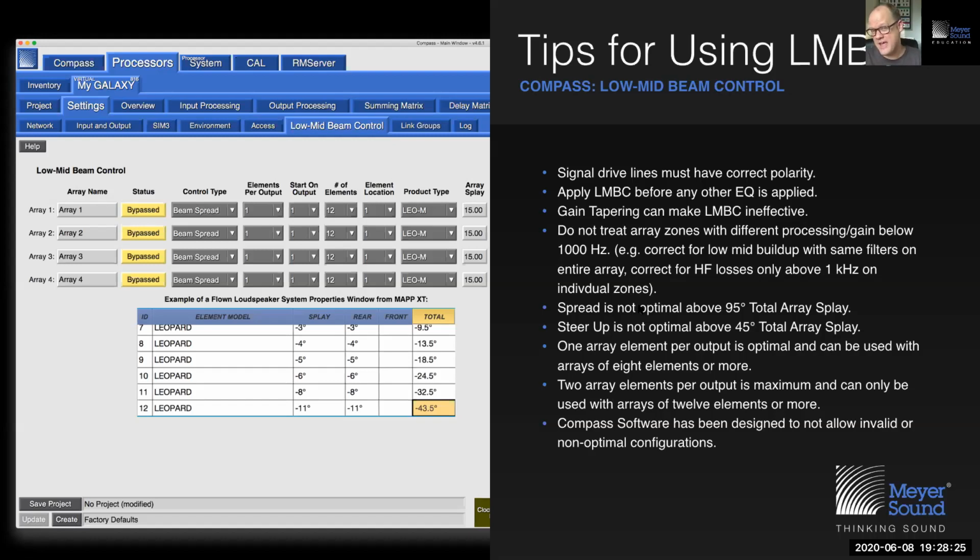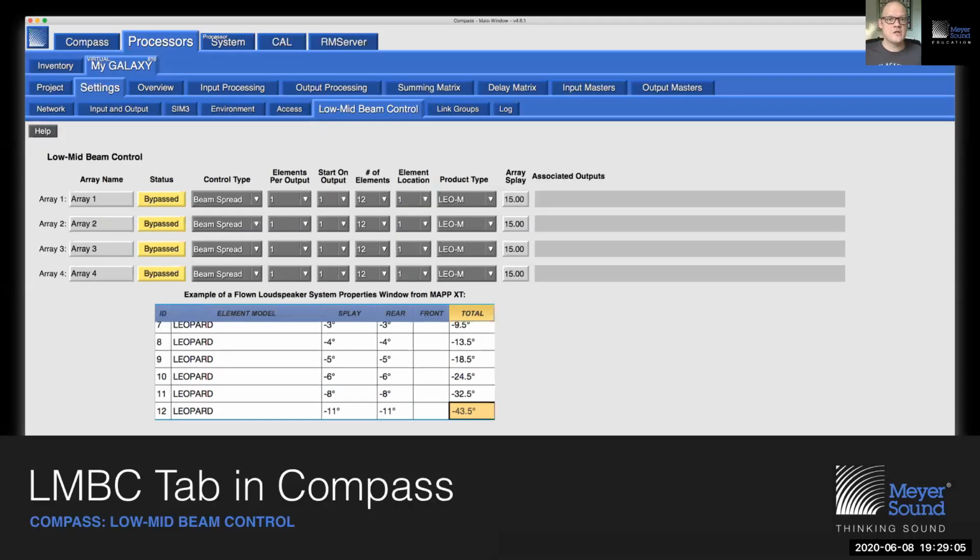The price that you pay for 2 elements per output rather than 1 is that you will see the onset of grating lobes. You will see spurious side lobes shooting in directions that you typically do not want. That being said, it is the second preferred solution. The first preferred solution is 1 element per output of the Galaxy. To protect you from overdoing it, Compass software has been designed to not allow for invalid or non-optimal configurations. So occasionally it will give you a warning telling you that what you're about to do might be ill-advised. So let's look at how to implement this.